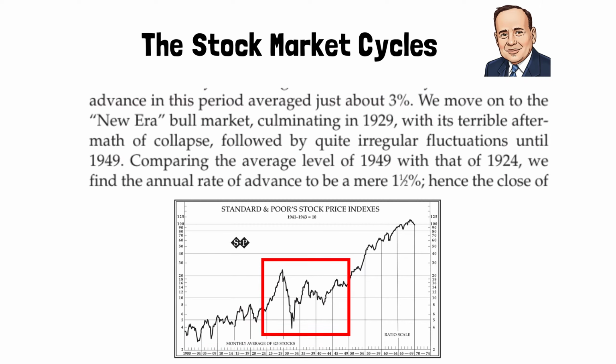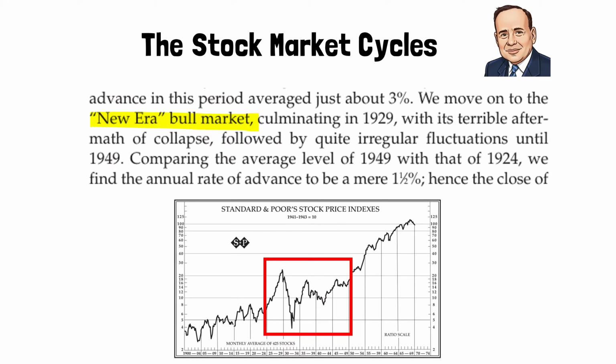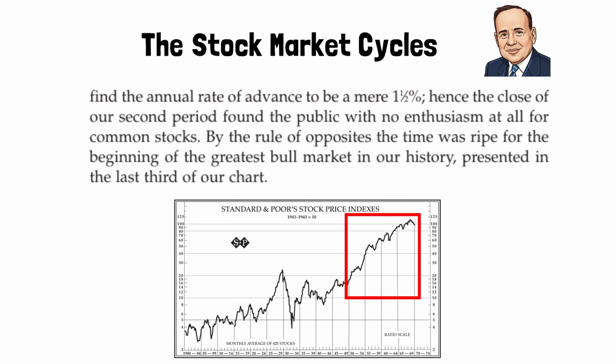We move on to the new era bull market, culminating in 1929 with its terrible aftermath of collapse, followed by quite irregular fluctuations until 1949. Comparing the average level of 1949 with that of 1924, we find the annual rate of advance to be a mere 1.5%. Hence, the close of our second period found the public with no enthusiasm at all for common stocks. By the rule of opposite, the time was ripe for the beginning of the greatest bull market in our history, presented in the last third of our chart."